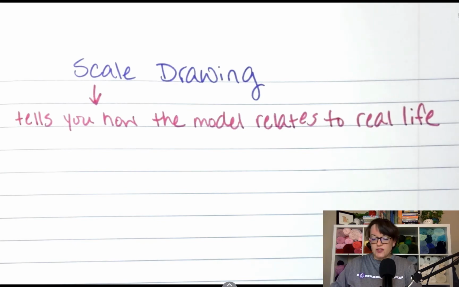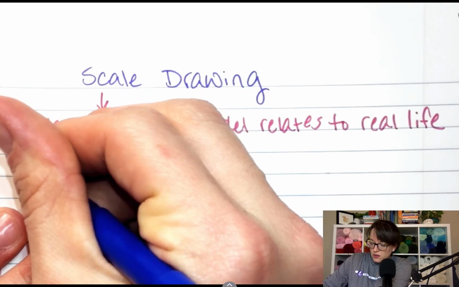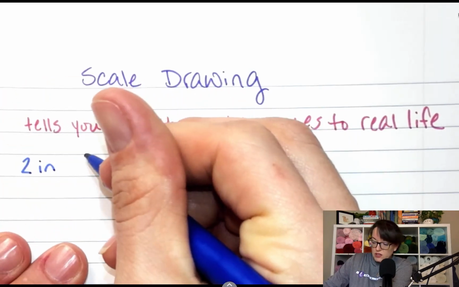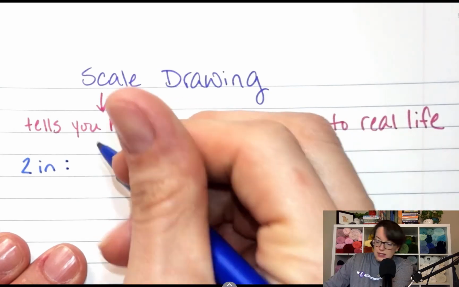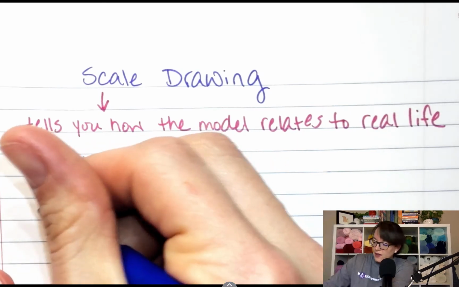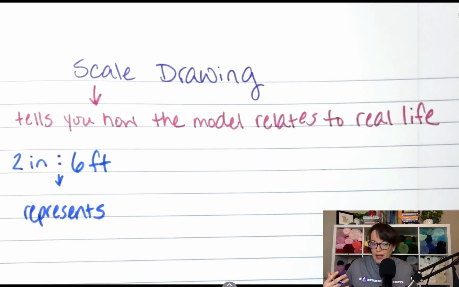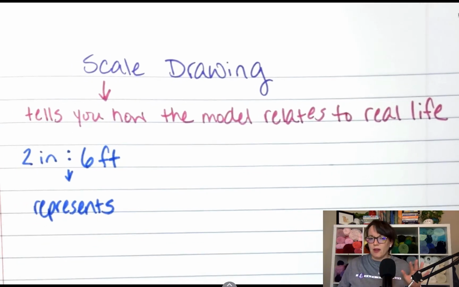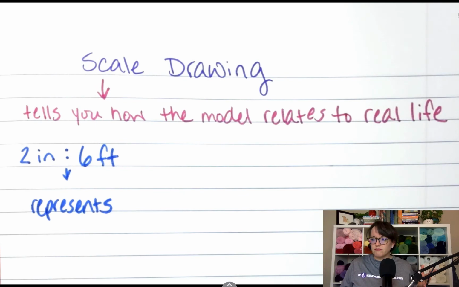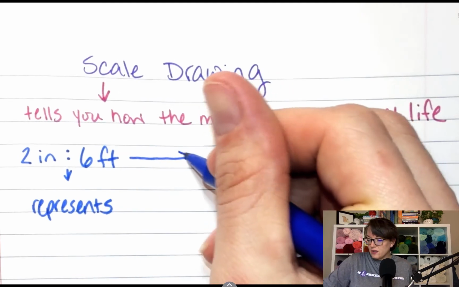An example of a scale, you've seen one on a map, is 2 inches represents 6 feet. Those two dots we say represents. So on my paper, which one of these units am I using? Am I using inches or feet? Inches. So when I'm writing on the paper, I'm going to draw 2 inches, but then in real life, that means 6 feet.